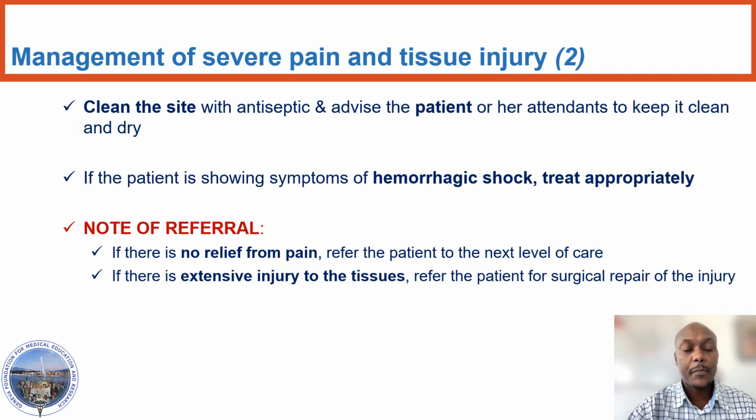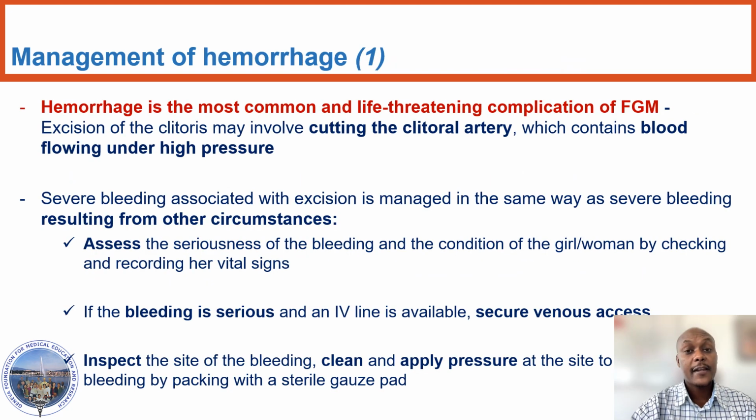In case of an open wound, you will clean the site with antiseptic and advise the patient or her attendants to keep it clean and dry. And if the patient is showing symptoms of hemorrhagic shock, you will treat appropriately, as we will discuss later. A point on referral: if there is no relief from pain, you will refer the patient to the next level of care, as well as if there is extensive injury to the tissue, the patient will be referred for surgical repair of any injuries. The next short-term and immediate health complication related to FGM is hemorrhage.